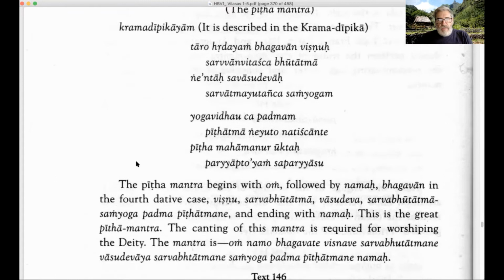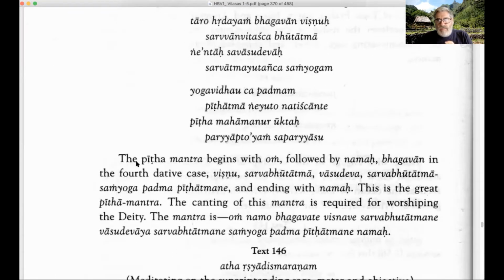So here it says the Pita Mantra begins with Om, Omkar, the Pranava, followed by Namaha, Bhagavan in the fourth dative case, right? So that will be Bhagavate.